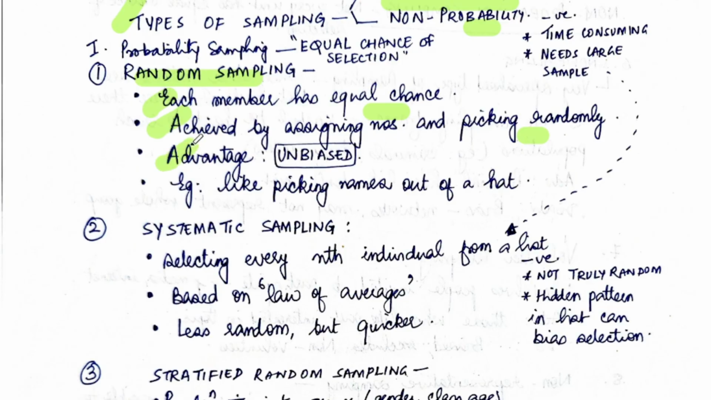So it has the advantage of being unbiased, objective, and simple to understand. But it has a very huge limitation wherein it needs a complete list of the population. It is time consuming because it needs a large sample size. So to counter this problem, we get into systematic sampling.